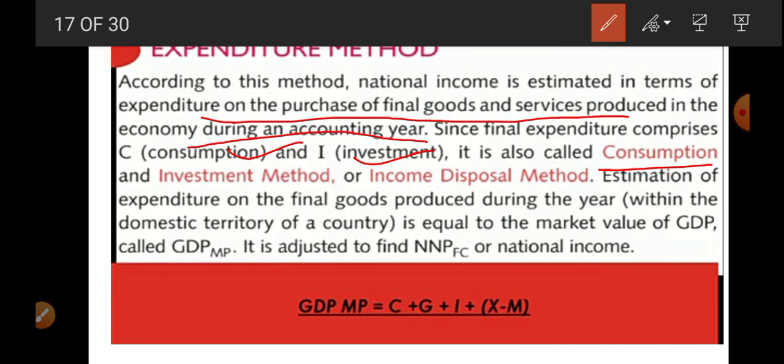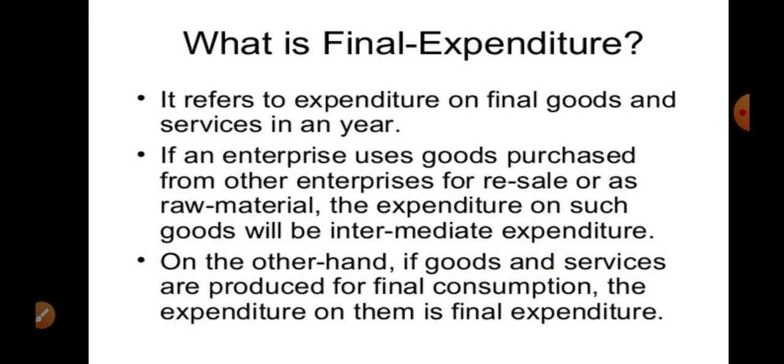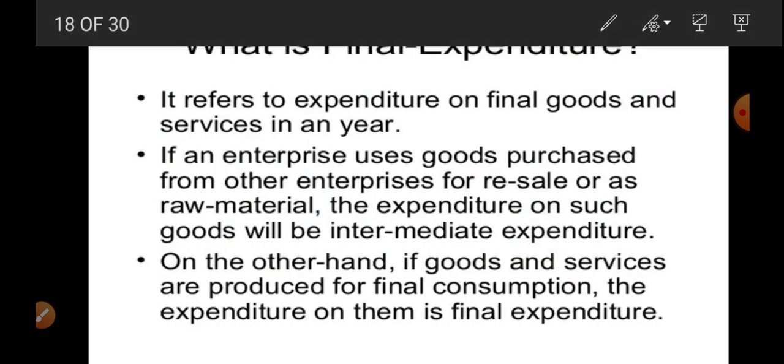So this is the alternate name of this method. Estimation of expenditure on the final goods produced during the year is equal to GDP MP. It is adjusted to find out NNP FC. So you are having GDP MP by adding C plus G plus I plus X minus M. Okay. Now, what is final expenditure?